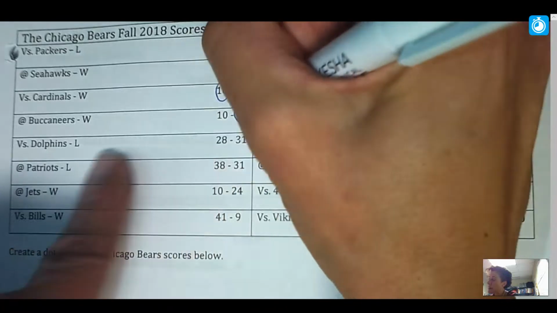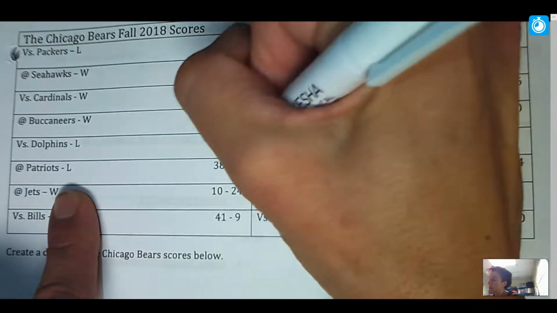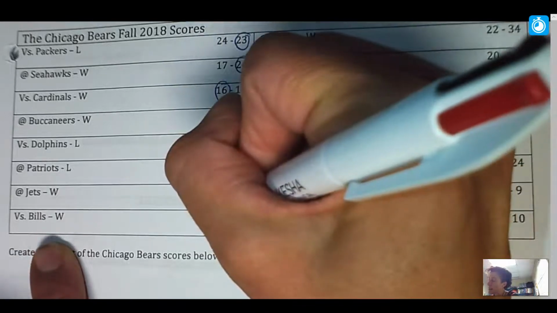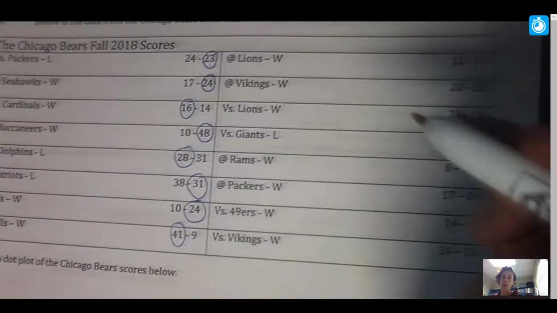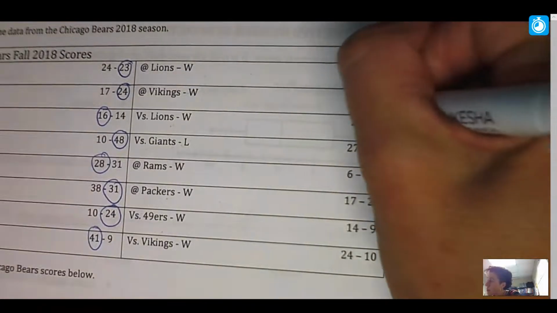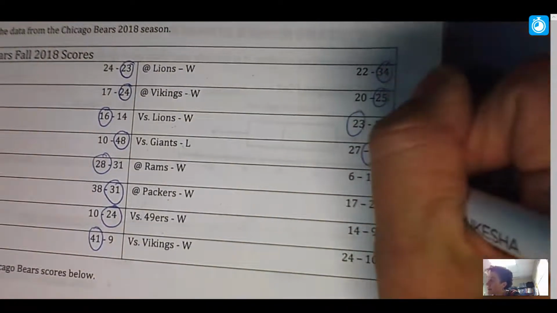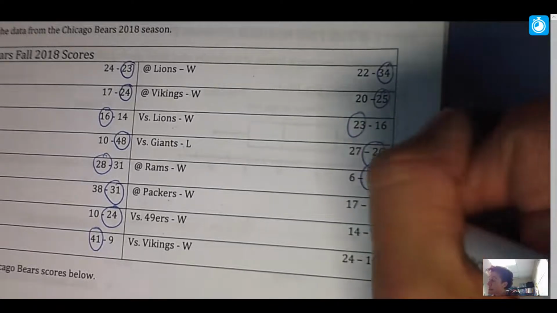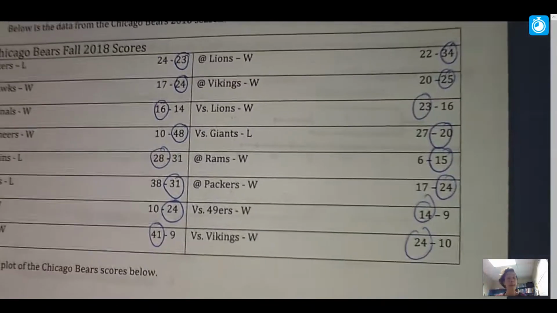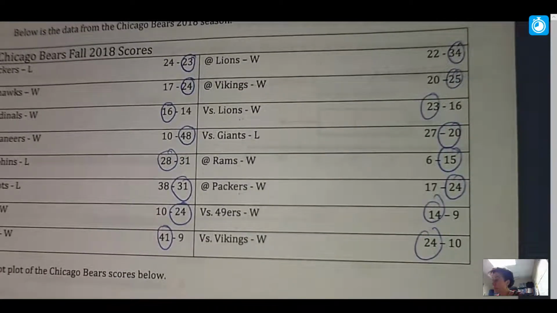Here's a win. Here's a loss. Here's a loss. That's a win. There's a win. So I'm figuring out which number I want. Here's a win. Win, win, loss. Win, win, win, win. Looks like they had a pretty good season overall. So now I just kind of want to look at all my stuff.